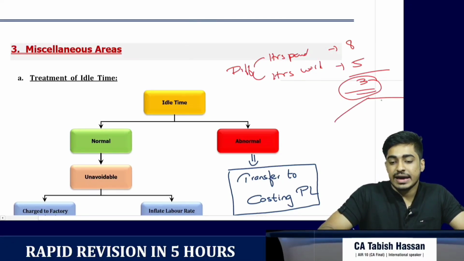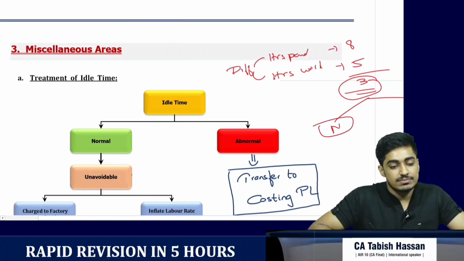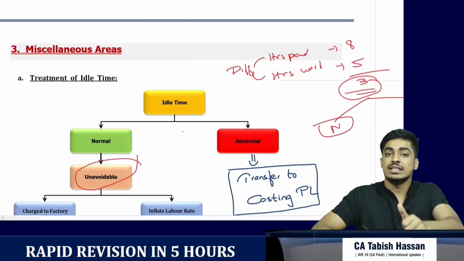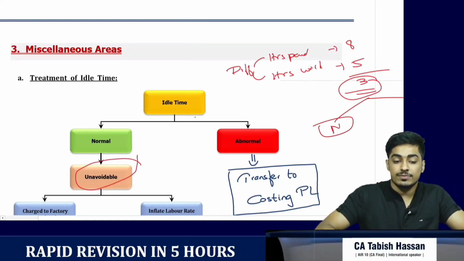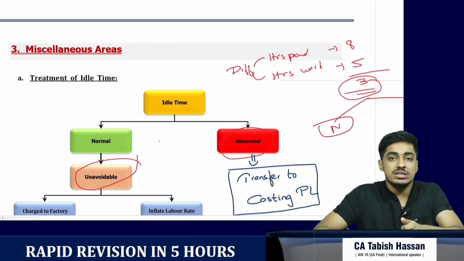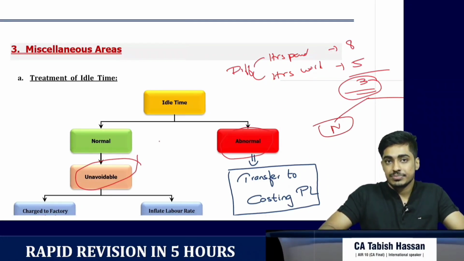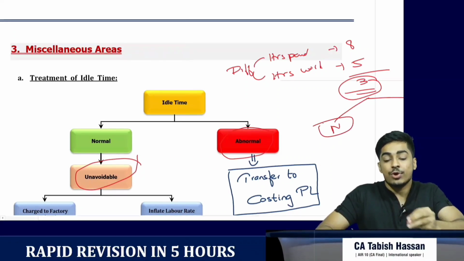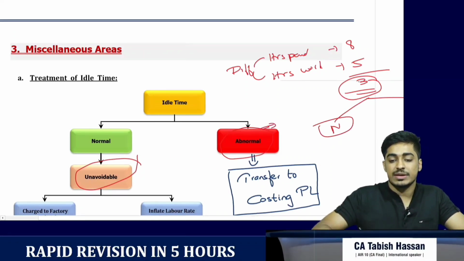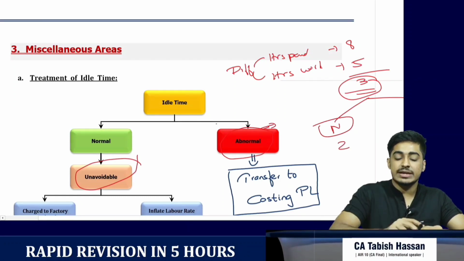What is the treatment? Idle time can be bifurcated into normal idle time and abnormal idle time. Normal idle time is unavoidable. Say for example, you have to take a break for lunch, for tea, to shift between jobs and all of that. That is unavoidable. And abnormal idle time is avoidable. If management could have taken caution, they could have avoided this. Say for example, there was no power or a machine broke down. This was avoidable, so this is called abnormal idle time. So in the 3 hours, say 2 hours is normal idle time and 1 hour is abnormal idle time.